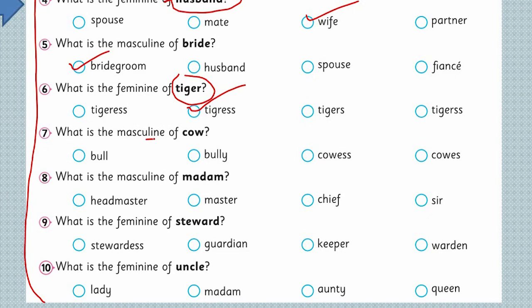What is the masculine of cow here? This is the feminine. What will be the masculine of it here? Yes, bull. What is the masculine of madam here? Yes, sir. What is the feminine of steward here? Yes, stewardess here. What is the feminine of uncle here? This is very easy. We have discussed it. Yes, aunt or auntie here.